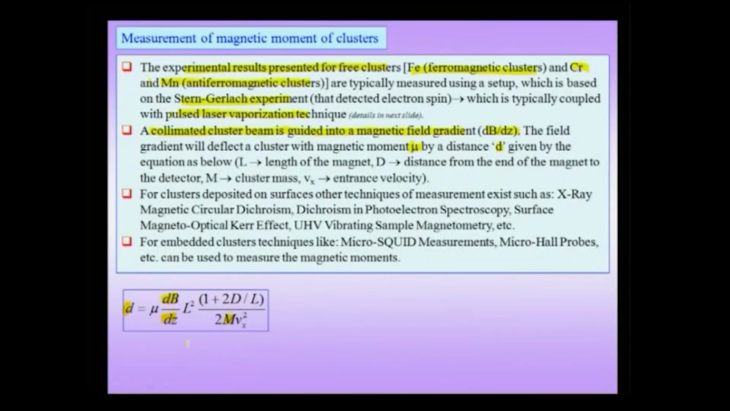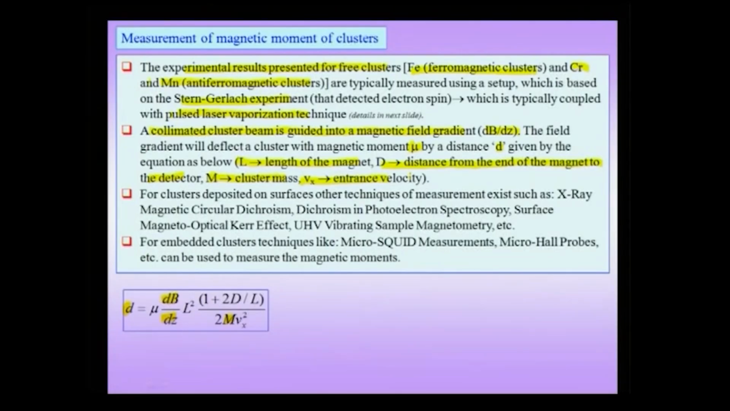Now, in this equation, L is the length of the magnet, d is the distance from the end of the magnet to the detector, m, as I pointed out, is the cluster mass, and Vx is the entrance velocity, which is assumed constant. Of course, there may be many situations in which the entrance velocity is not constant, and therefore this is a simplifying assumption, so that we can approximately find the distance of deflection.